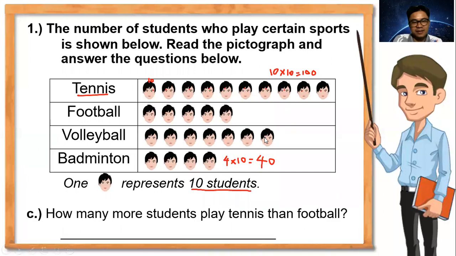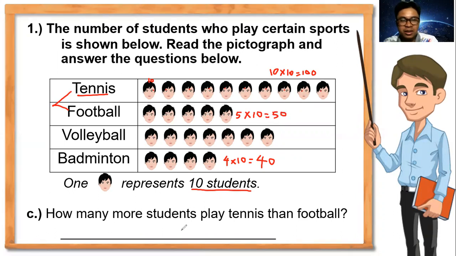Letter C. How many more students play tennis than football? So you need to compare tennis and football. How many more? Let's count how many students play football. 1, 2, 3, 4, 5. So 5 times 10 equals 50. Okay, 50 students play football.